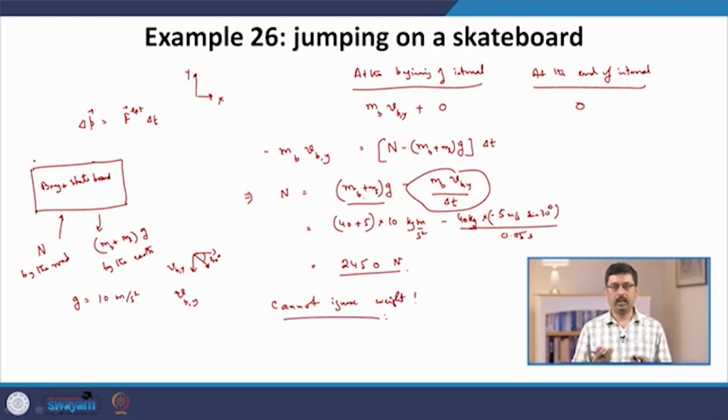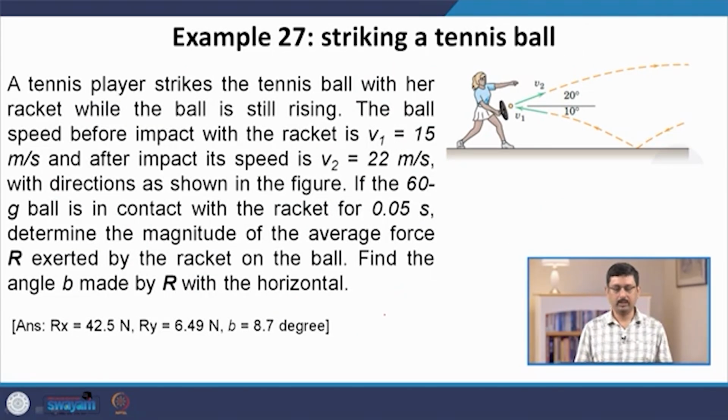So, this is how we analyze this sort of problems. So, let us take another example of collision from daily life. This is a tennis player striking a tennis ball. Here is a tennis player and there is a ball which was dropped. This is the trajectory of the ball shown in orange. It hit the ground and then was on the rise, and then she hits the ball and returns it.